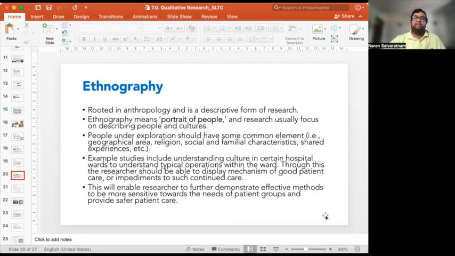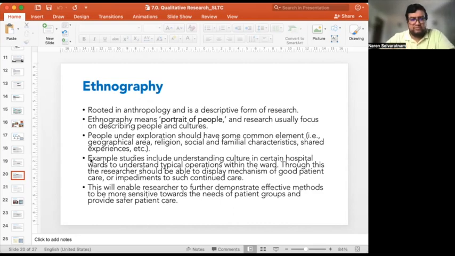Now that is IPA. Very similar to that, you have ethnography. Ethnography is rooted in anthropology and is a descriptive form of research. Here, ethnography means portrait of people, and research usually focuses on describing people and culture. So ethnography is really good to understand people and their culture. I am not 100% experienced with ethnography. I learned this some time back, but this is just me introducing the type of research for you.